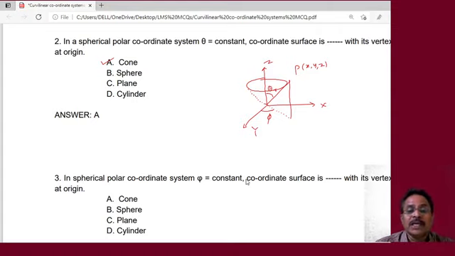So you can understand how to draw a XYZ coordinate system, how to draw this r theta phi coordinate system, and how to go for different coordinate surfaces. Here theta equal to constant is a cone.